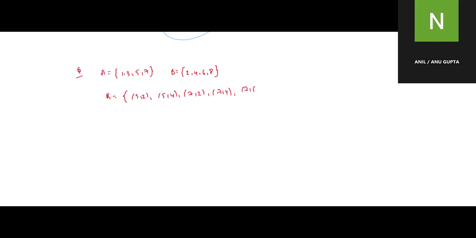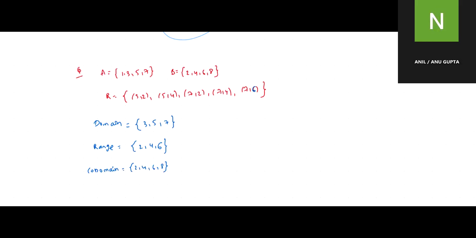Now what is the domain here? Domain is 3, 5, 7. That's it. Repeated elements we don't write. Range is 2, 4, and 6. Okay, so 2, 4, 6. Yes. What is codomain? Codomain is 2, 4, 6, 8. Okay.